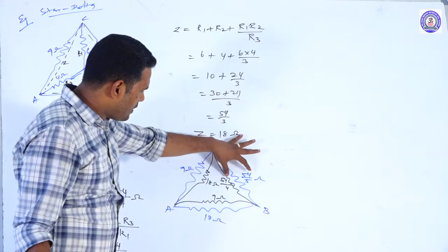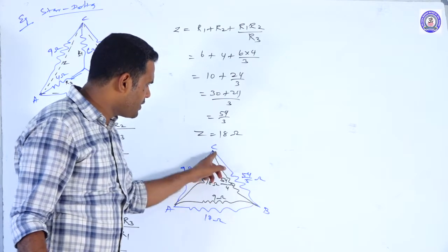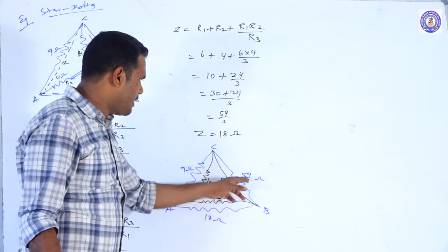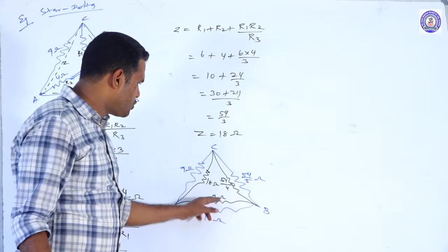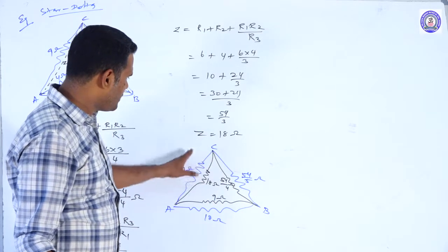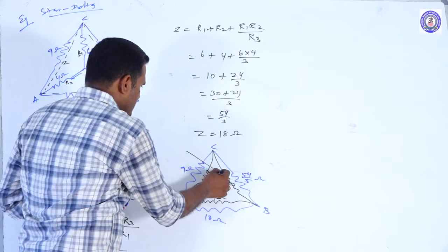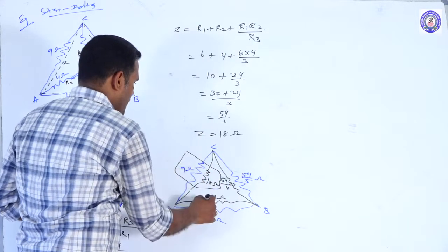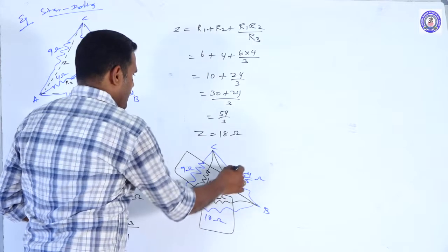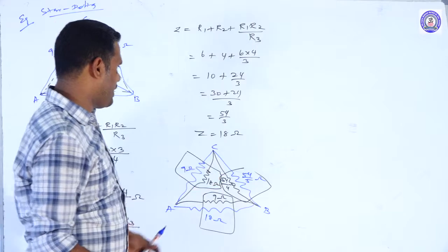Now it is very simple. 54 by 4 and 54 by 4. The resistances between these two points B and C are in parallel. Between A and B, these two resistors are in parallel. Between A and C, these two resistors are in parallel. So these resistances are in parallel, these ones are in parallel, and these resistances are in parallel. We have to find out the effective value.